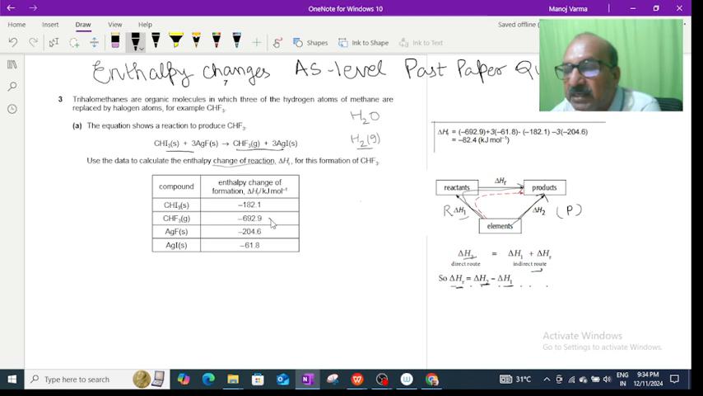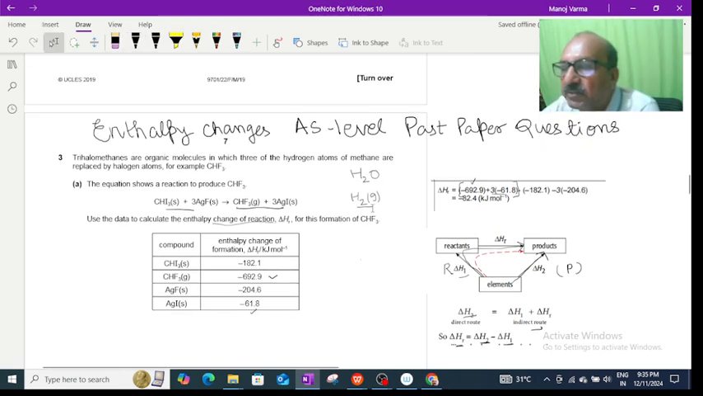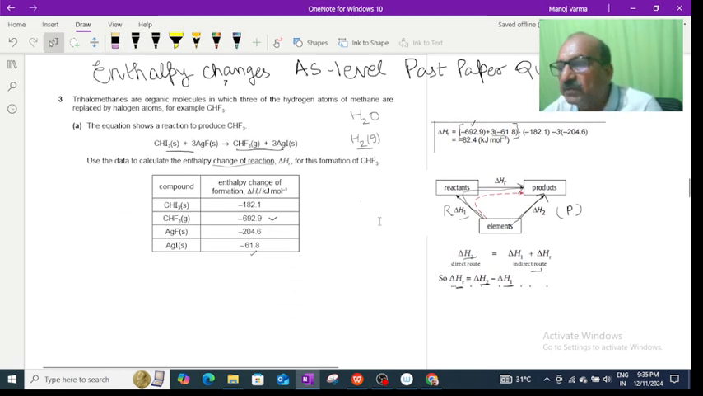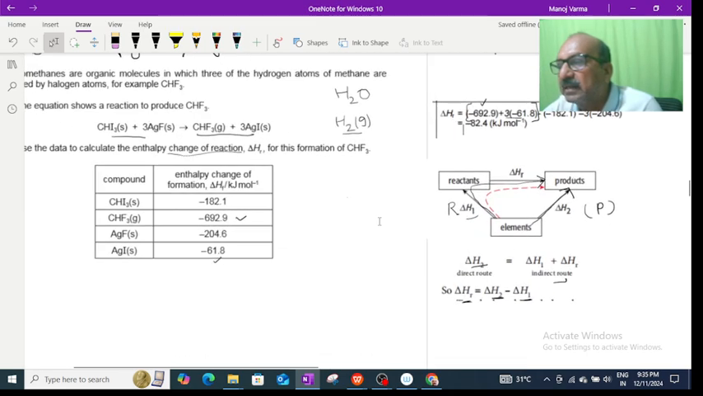Minus 692.9, which you can see here. And then you have to add 3 times AgI. AgI is minus 61.8, so 3 times that you will add. This will all represent your products. Then the reactant CHI3. Now for the CHI3, as you can see, what is the value? See this.